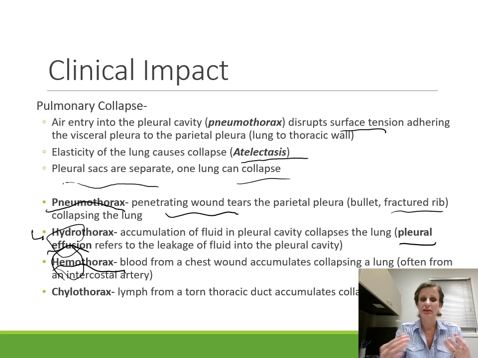Chylothorax comes when it's lymph that's accumulating. So when a thoracic duct tears, the lymph can accumulate, again collapsing the lung.